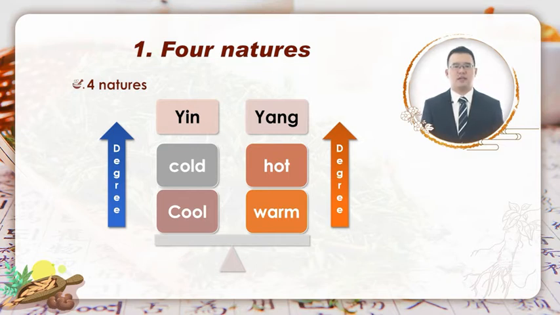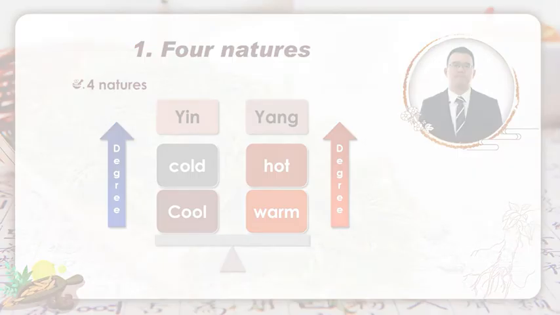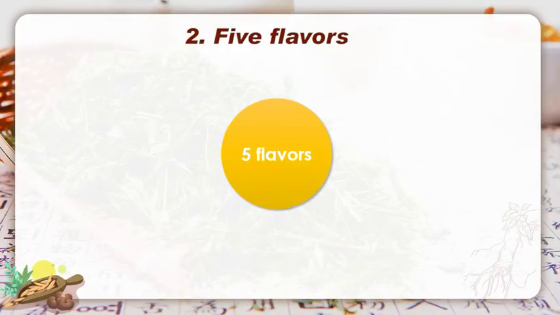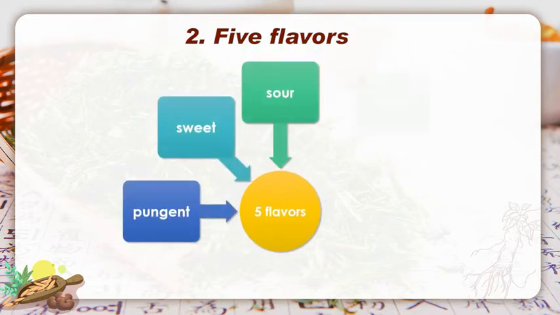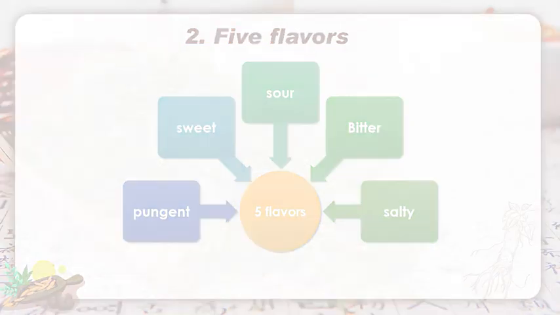And there is another, neutral nature of herbs, which is relatively mild, neither hot nor cold, without a remarkable nature. We should pay attention to that. Now, let's talk about the 5 flavors. They are pungent, sweet, sour, bitter, and salty.